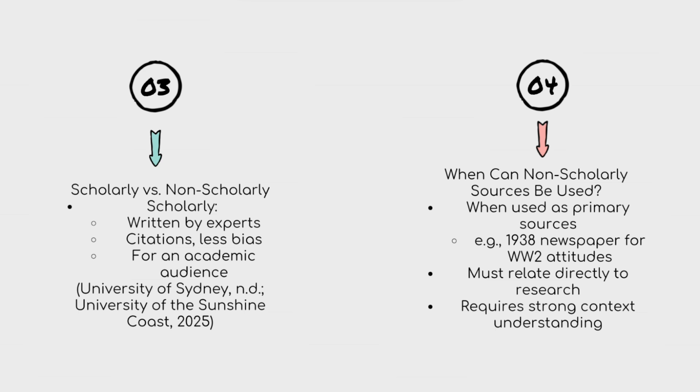However, an exception to this is when they are primary sources themselves, that is to say, when they are direct exhibits of a field of research. The way in which they can be good primary sources is when they directly relate to one's research. For example, a newspaper from 1938 might reveal the general attitude and atmosphere of a population prior to World War II when researching the cause of the war.